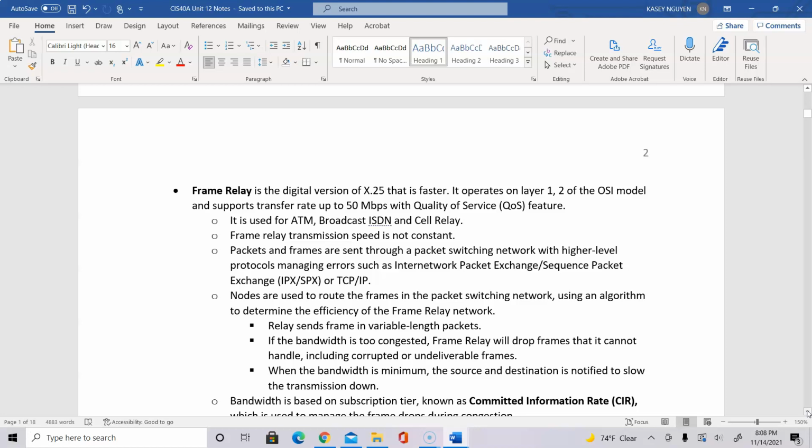Now, when the network bandwidth is not congested, then it would be able to transmit normally. But if it is congested, frame relay would drop the frames that it could not handle, such as corrupted frames or undeliverable frames. So it would become less in order to use the existing bandwidth to be able to transmit the frames.